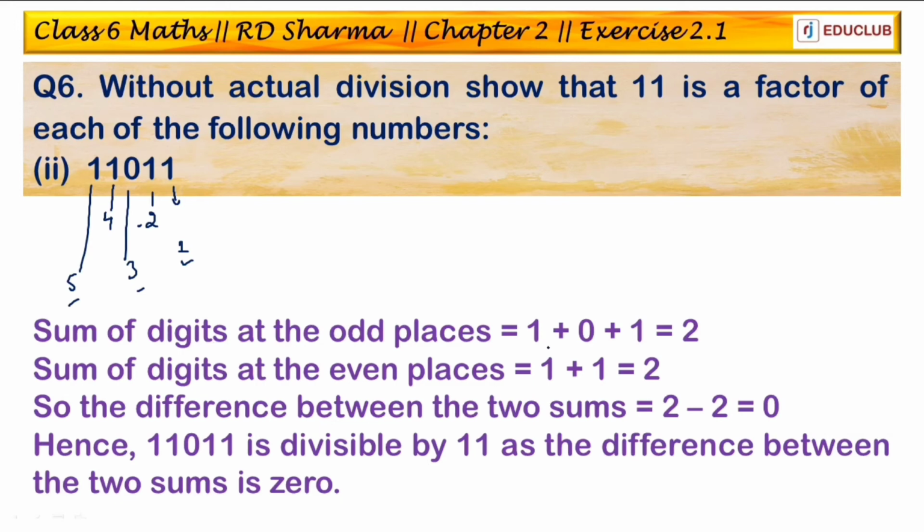The sum of the digits at the odd places: this is 1 at an odd place, this is 0 at an odd place, this is 1 at an odd place. So 1 plus 0 plus 1 is equal to 2. The sum of the digits at even places is 1 plus 1 is equal to 2. The difference is 2 minus 2 is equal to 0. So we know that if the difference is 0 or a multiple of 11, then the number is divisible by 11. Here 0 is there, so we can say 11011 is divisible by 11.